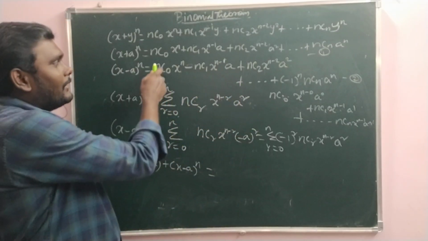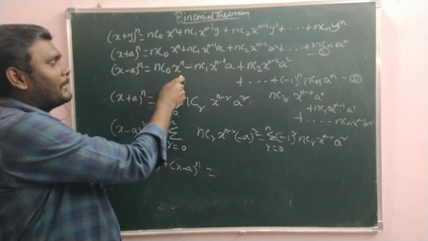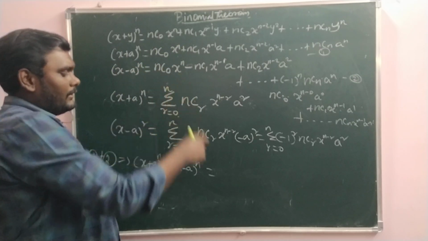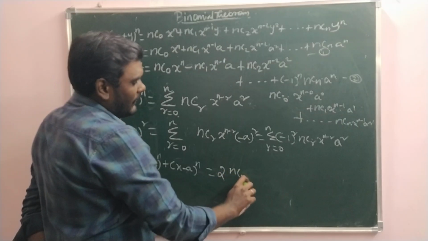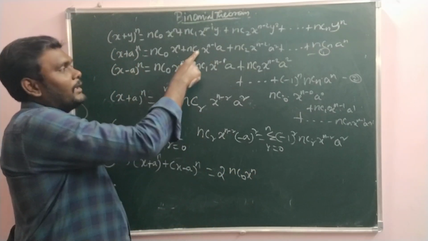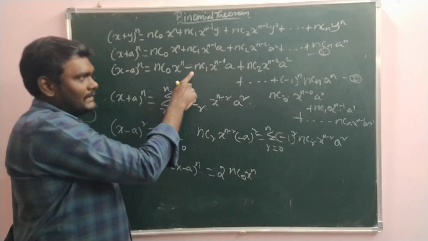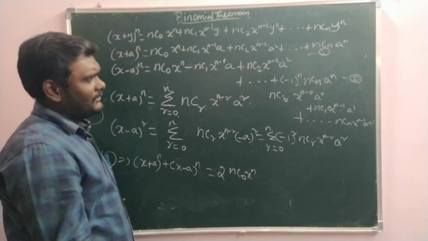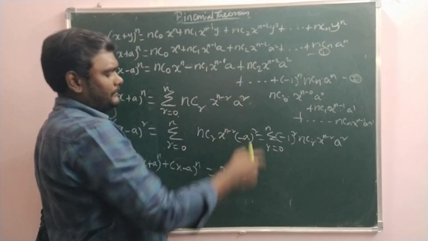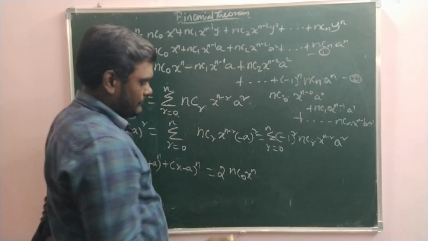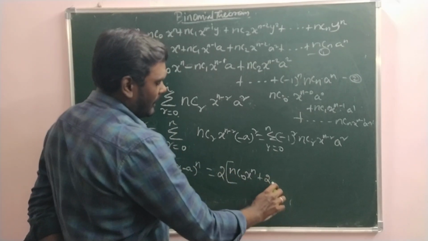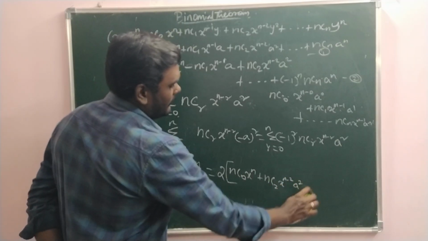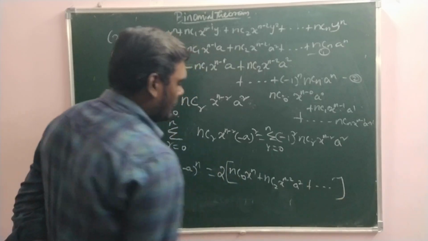Then here nC0 x power n, here also nC0 x power n. Left hand side I added, right hand side we should add. nC0 x power n plus nC0 x power n, 2 times nC0 x power n. nC1 x power n minus 1 into a, minus nC1 x power n minus 1 into a. They are like terms, they cancel. Then these two terms will be 2 times. So all the terms will come 2 times, I mean the even powers. nC2 x power n minus 2 a square plus and so on. All the even terms will be there.